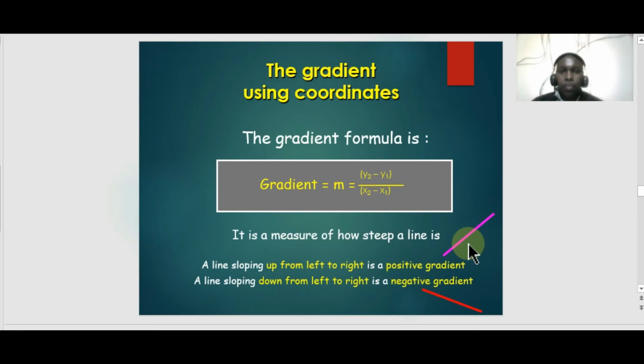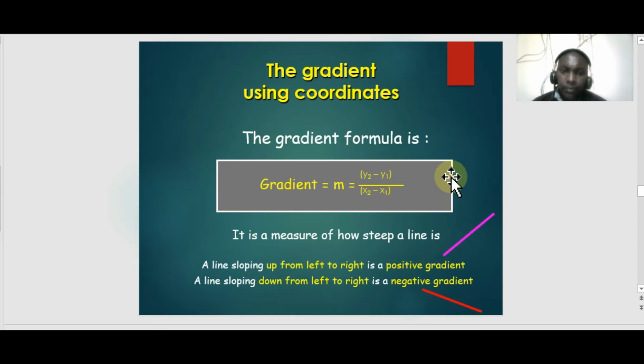So this is just a reminder of the gradient formula, which you have just looked at in the previous slide. Don't forget this: gradient is given by the change in the vertical distance divided by the change in the horizontal distance. Some people say gradient is given by change in y over change in x. Don't also forget that gradient is the measure of how steep a line is.